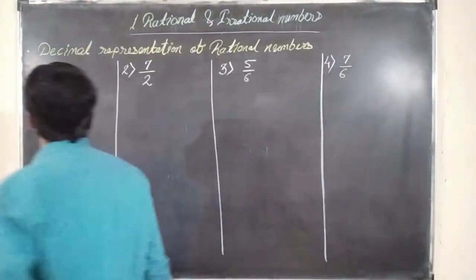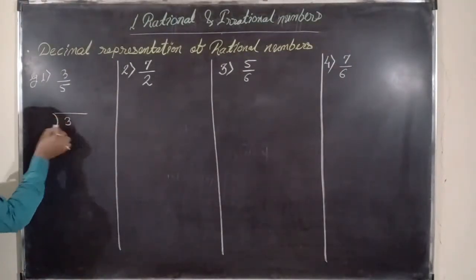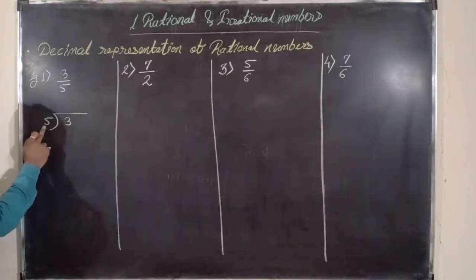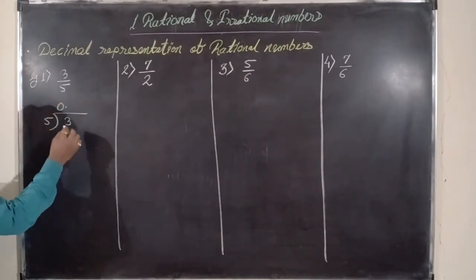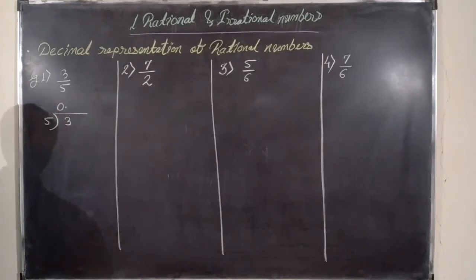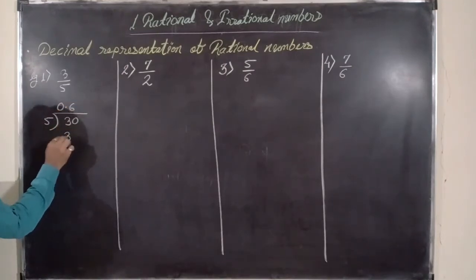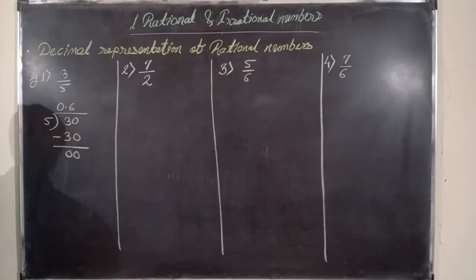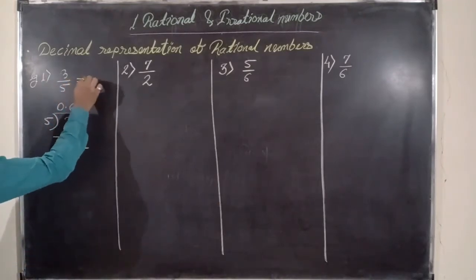The first example is 3 upon 5. We will perform this division. We divide 3 by its denominator, that is 5. Now we cannot divide 3 by 5, so we take 0. Because of this decimal point, this 3 will become 30. And we know that 5 sixes are 30. The subtraction is 0. Therefore, the decimal representation of 3 upon 5 is 0.6.